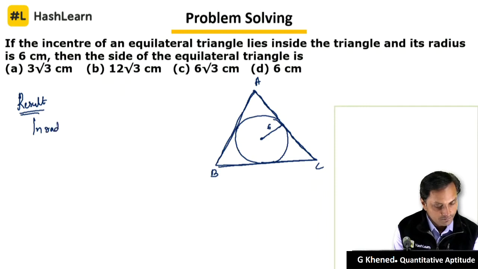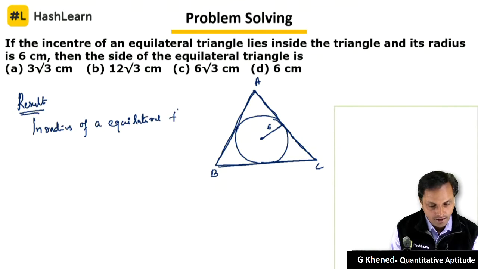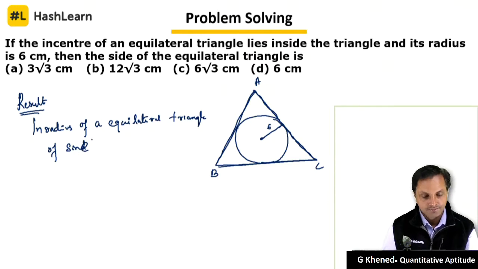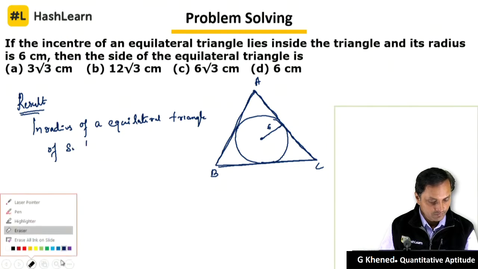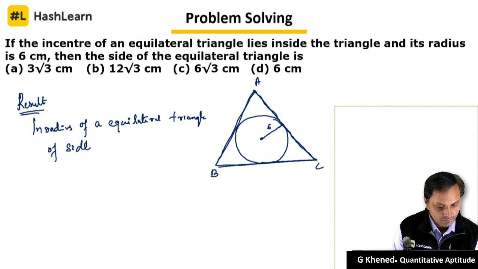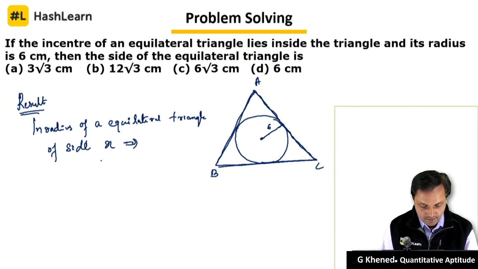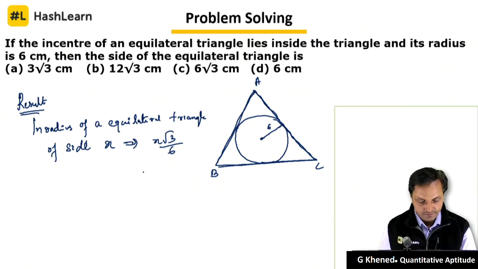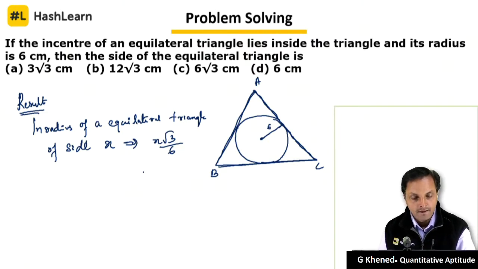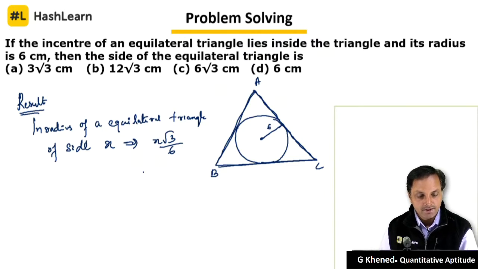Inradius of an equilateral triangle of side x will be equal to x into root 3 divided by 6. Yes, x into root 3 divided by 6.